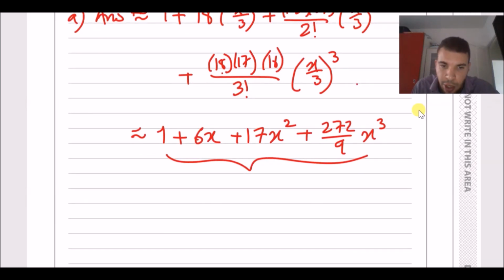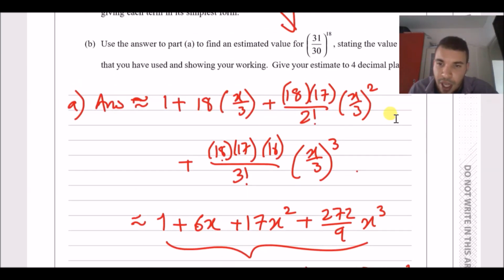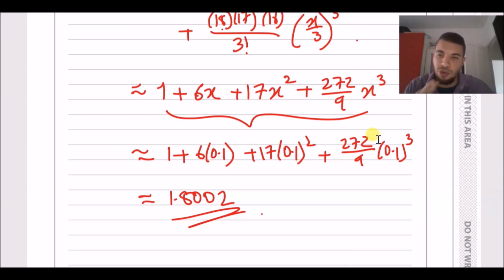To show your working out, always do this in your exams. You're going to write 1 plus 6 times 0.1 plus 17 times 0.1 squared and so on, yeah? I recommend you do that just in case they might drop you marks for not actually showing it. And when you put this in a calculator, you get an answer to 4 decimal places of roughly 1.8002. And that's it, guys. This question is wrapped up.